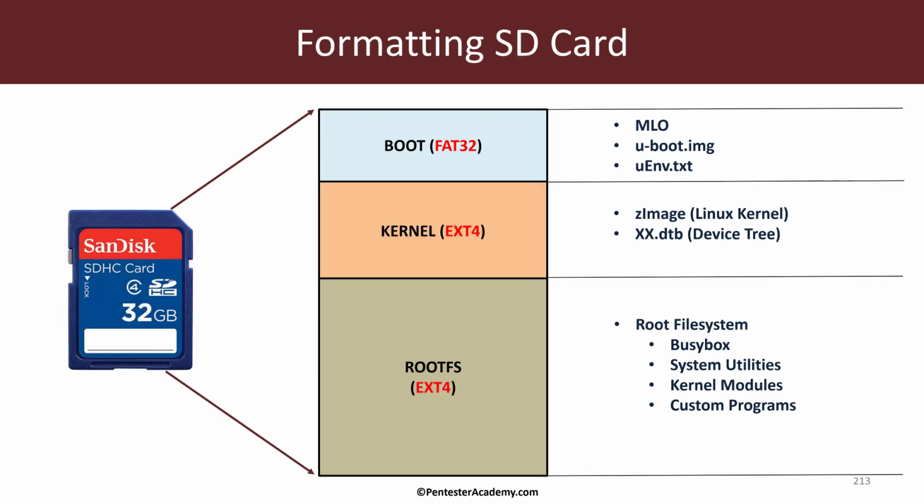So the formatting of the SD card is identical to what we did in previous videos, which is we have a boot partition, which is FAT32 formatted, where we are going to have MLO, uboot.img, uenv.txt. Then we have the second partition, which is called kernel, which is ext4 formatted. And this contains the Linux kernel image, which is zImage, and the device tree binary, which is am335x-boneblack.dtb. Finally, we have the root file system partition, which is also ext4 formatted, and this contains busybox and all the other utilities we have created so far.